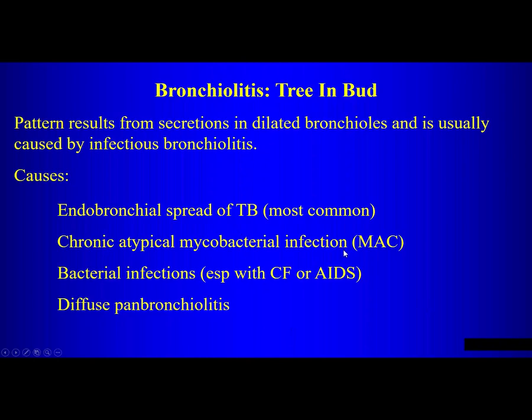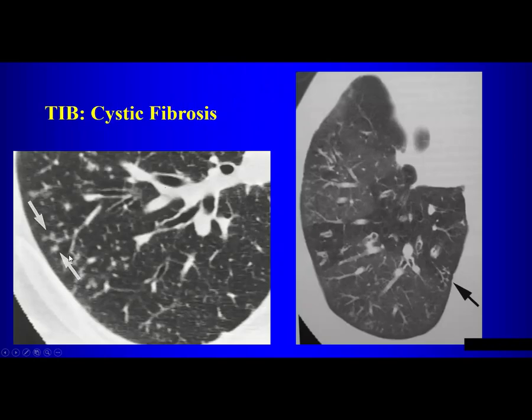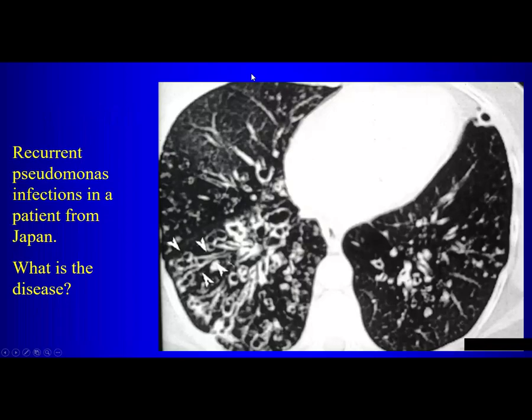Make sure we consider tuberculosis and atypical mycobacterial infection, but we can see it with just about any kind of small airway disease. Here's an example of cystic fibrosis, giving you a tree and bud pattern. Now, if I tell you that this patient has recurrent Pseudomonas infections, and the patient is from Japan, notice the extensive airway disease, some tree and buds, what disease are we considering here? What do we call this? What disease gives you airway disease and recurrent Pseudomonas infections in Japan?